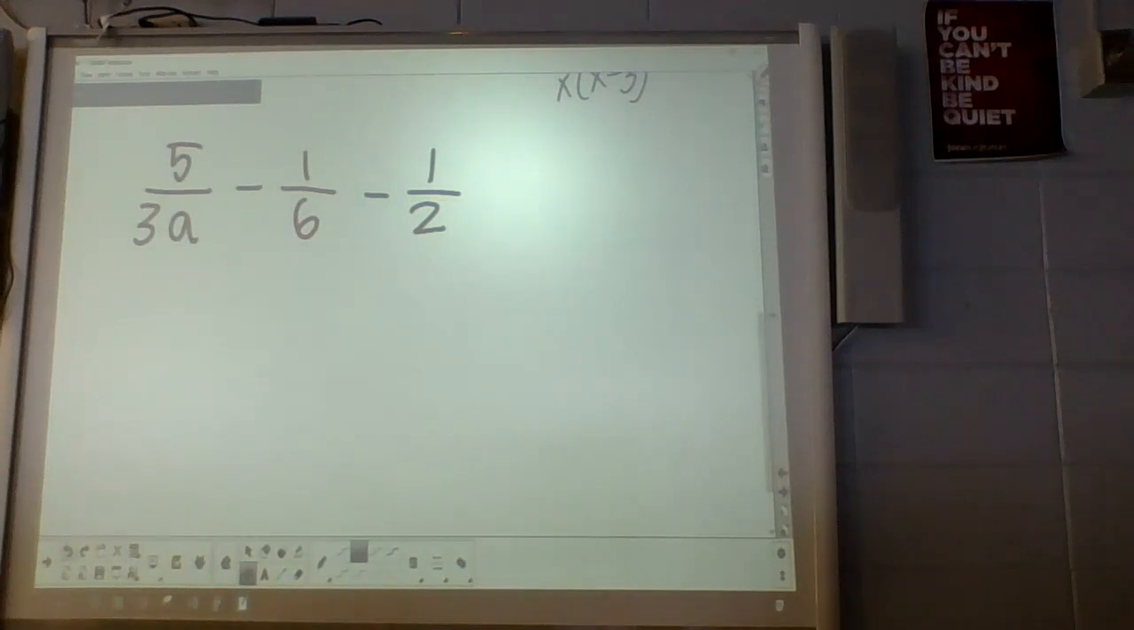Okay. So this has 3 fractions, and we still need a common denominator.